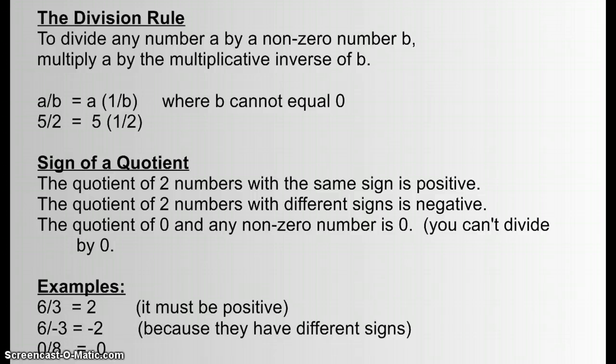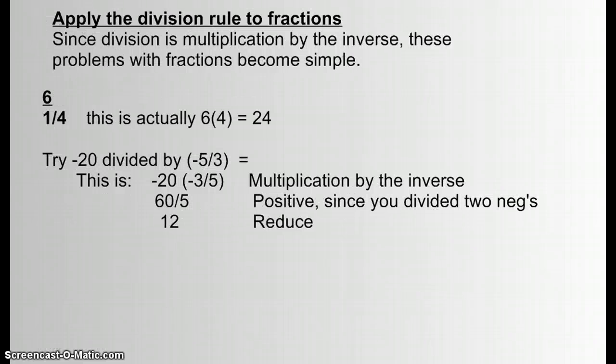So the examples of the sign of the quotient rule are below. You see 6 divided by 3, that's 2. It must be positive because both 6 and 3 are positive. In the second example, 6 divided by negative 3, that must be negative 2 because they have different signs. The answer must be negative. And lastly, 0 divided by 8 is 0, because 0 divided by any number is 0. Again, I have to stress that you cannot divide by 0. That is undefined. There is no answer for a problem like that.